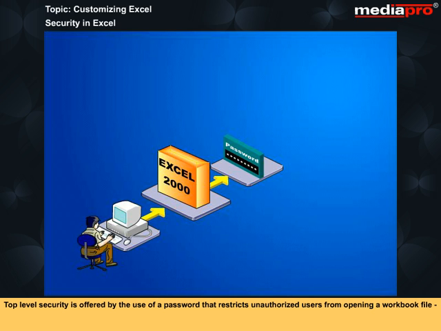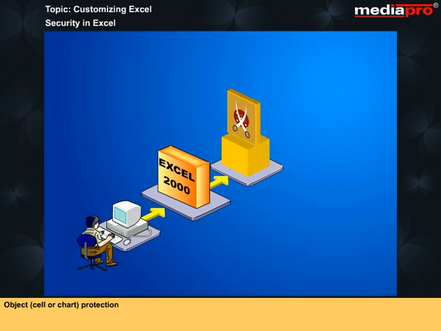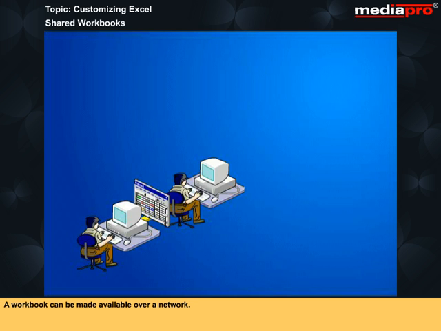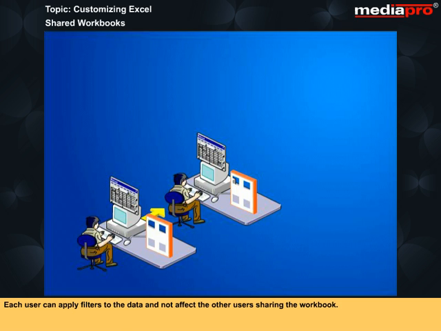Top-level security is offered by the use of a password that restricts unauthorized users from opening a workbook file. Workbook protection, worksheet protection, object, cell or chart protection. A workbook can be made available over a network. This workbook can then be shared by many people at the same time. Each user can modify this workbook. Each user can apply filters to the data and not affect the other users sharing the workbook.